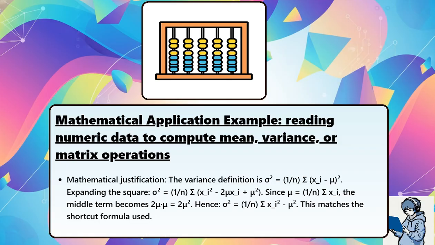The variance definition is sigma squared equals 1 over n times the sum of (xi minus mu) squared. Expanding the square, sigma squared equals 1 over n times the sum of xi squared minus 2 mu xi plus mu squared. Since mu equals 1 over n times the sum of xi, the middle term becomes minus 2 mu squared. Hence sigma squared equals 1 over n times the sum of xi squared minus mu squared. This matches the shortcut formula used.